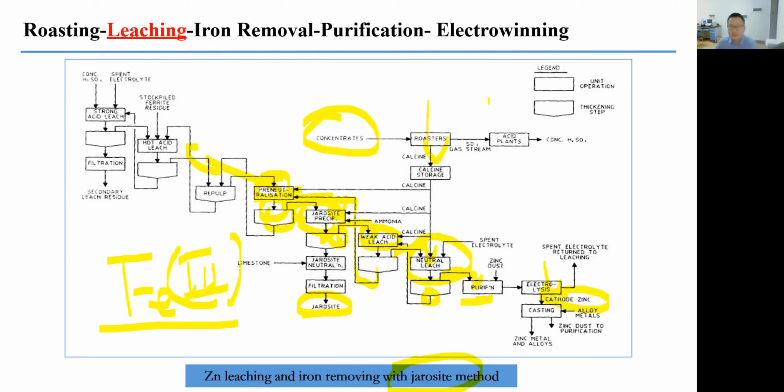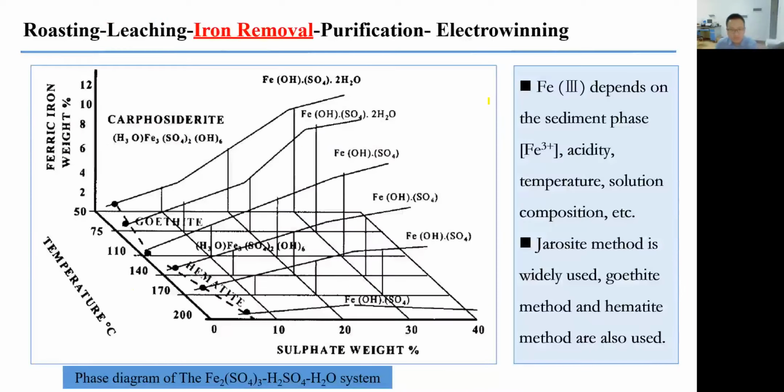So this is an example of the flow sheet in industry. As we mentioned, if we are aiming at recycling a higher amount of zinc after neutral leaching, we have to treat the neutral leaching residue with other techniques like acid leaching, hot acid leaching, or sulfur dioxide reductive leaching. With those processes, iron will report to the leaching solution together with zinc.